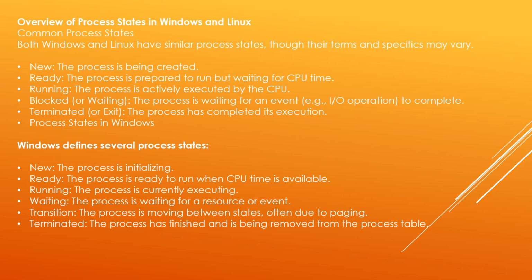The process states in Windows. Windows defines several process states. New: the process is initialized. Ready: the process is ready to run when CPU time is available. Running: the process is currently executing. Waiting: the process is waiting for a resource or event. Transition: the process is moving between states, often due to paging. Terminated: the process has finished and is being removed from the process table.